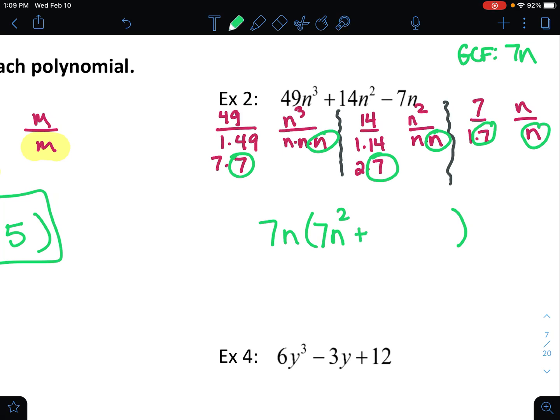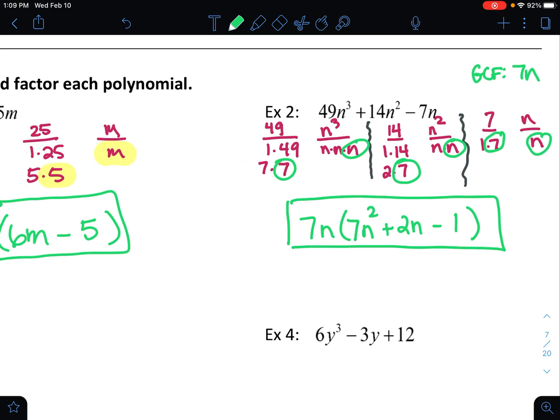Then I have plus, so 14 divided by 7 is 2. N squared divided by n, there's only 1 left in parentheses. And then minus 1, because I have 7. 7 divided by 7 is 1, n divided by n is 1. And recheck, remultiply here. So 7n times negative 1 gets me back to negative 7n here. And that is your factored answer.